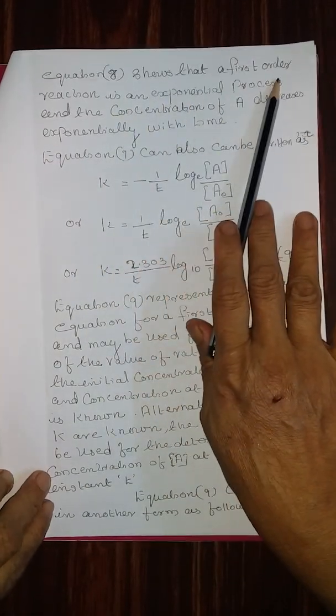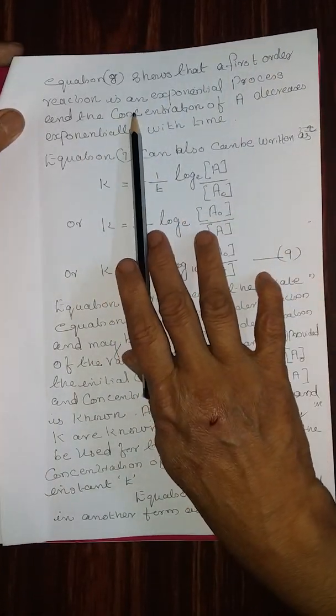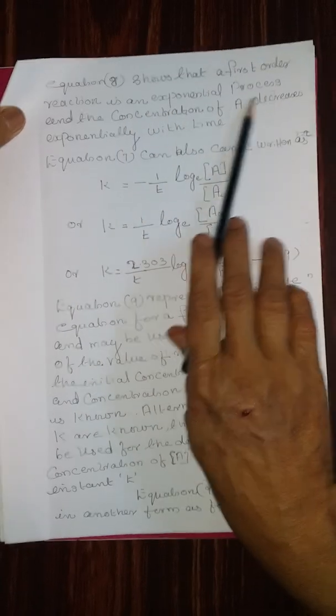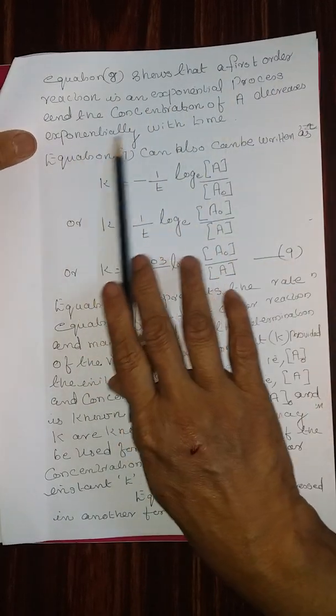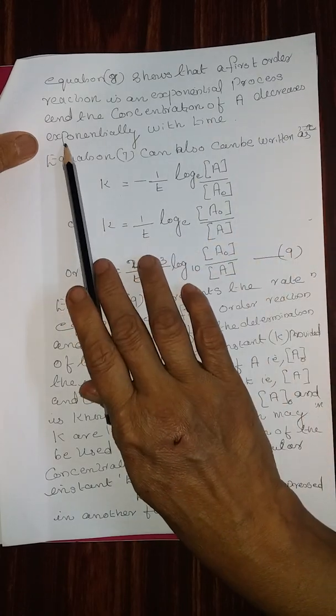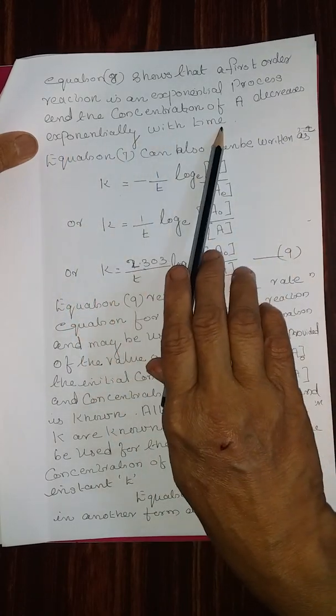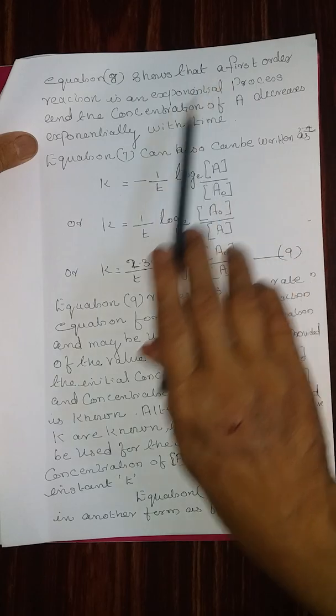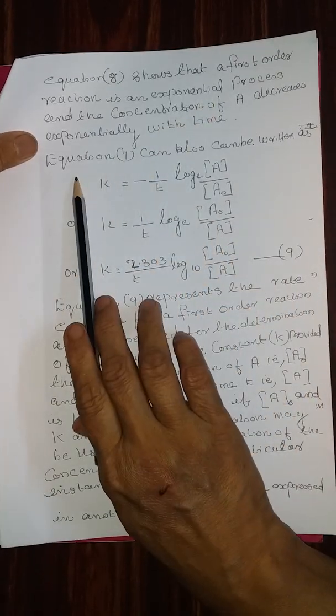Equation 8 shows the first order reaction is an exponential process and the concentration of A decreases exponentially with time. Fill in the blank questions can be asked from this line.